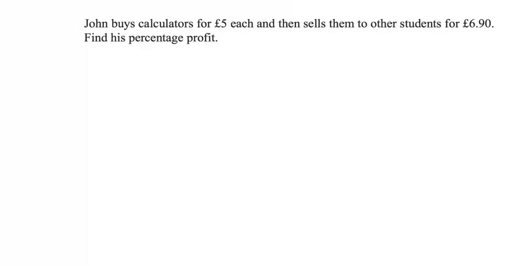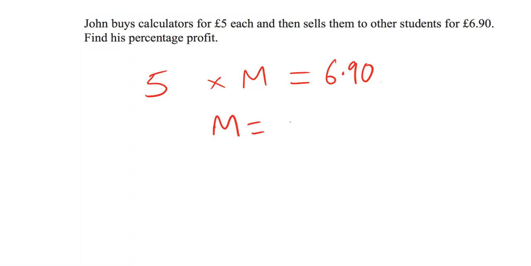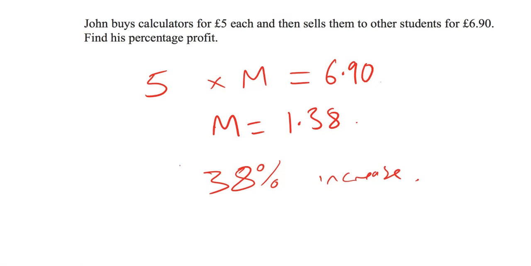One more example. We've got some pounds this time. John buys calculators for £5 each and then sells them to other students for £6.90. Find his percentage profit. Same as last time. 5 is our original amount. We're timesing it by a multiplier to get that new amount. So the calculation that we have got to do is 6.9 divided by 5. That is going to give us our multiplier at 1.38. This is equivalent to a 38% increase.